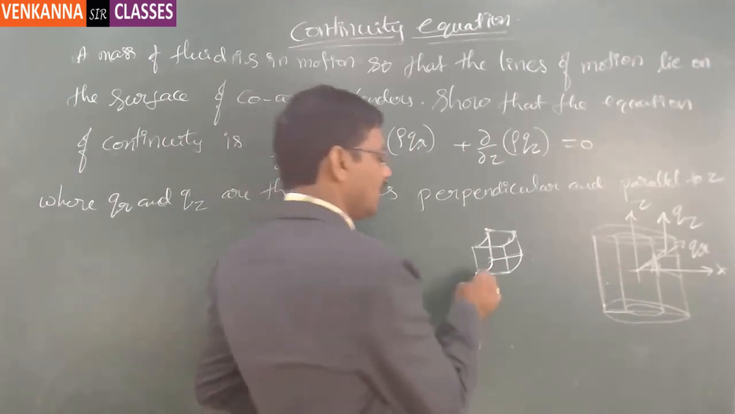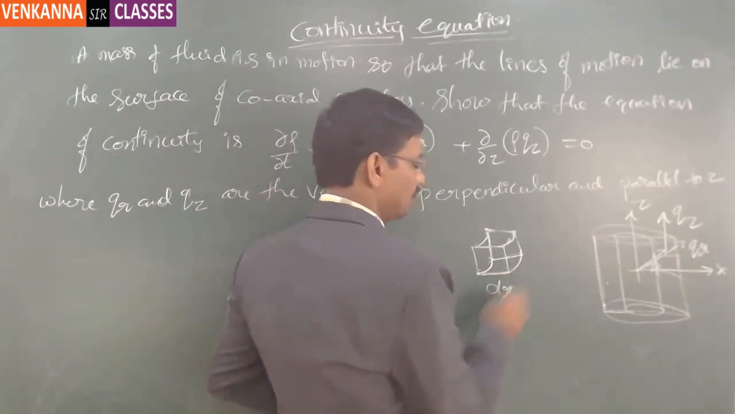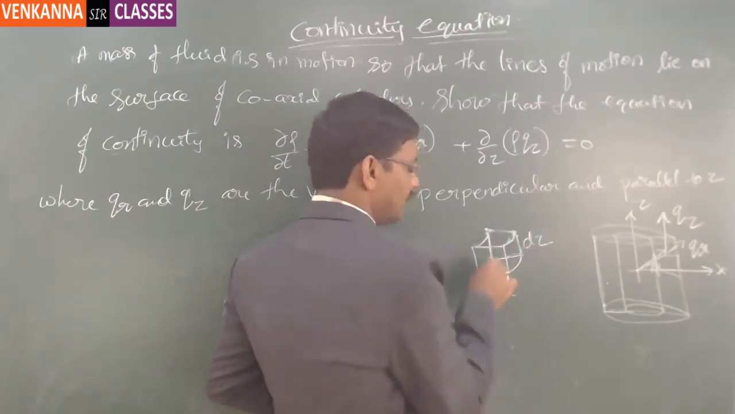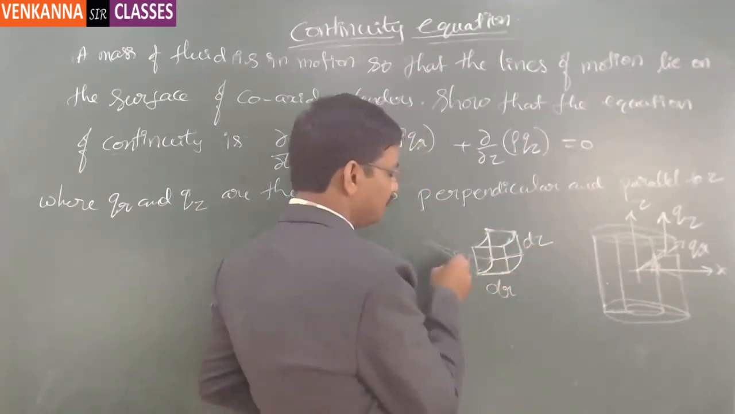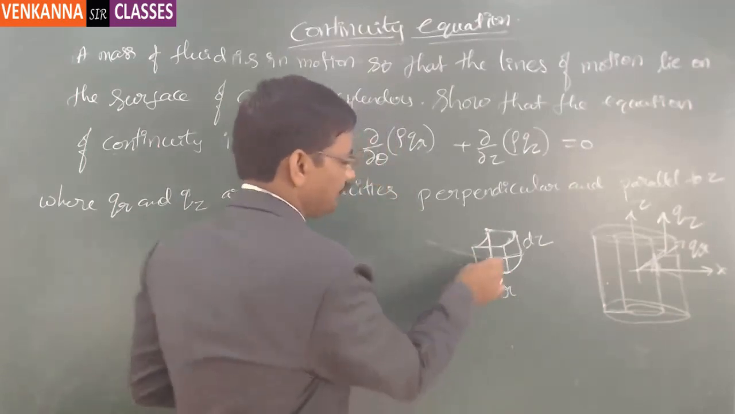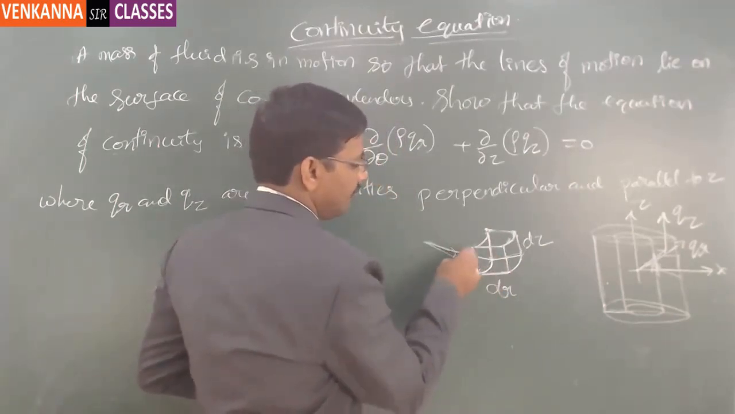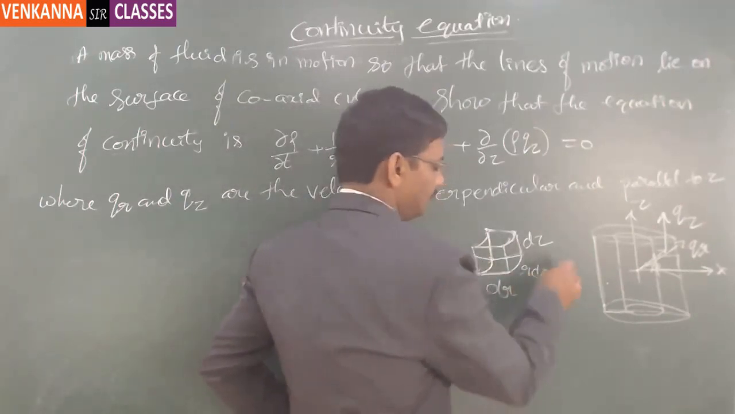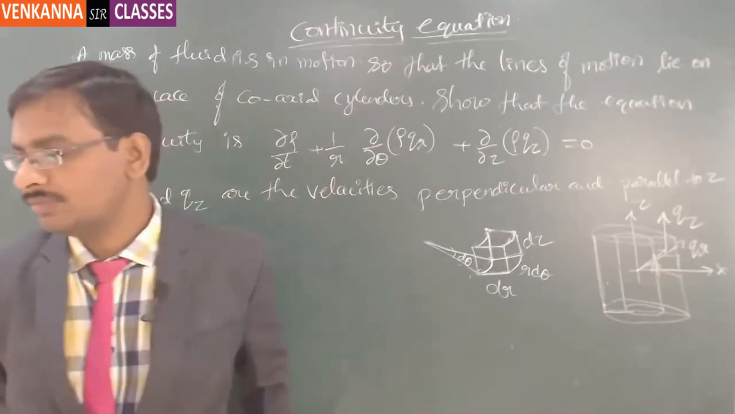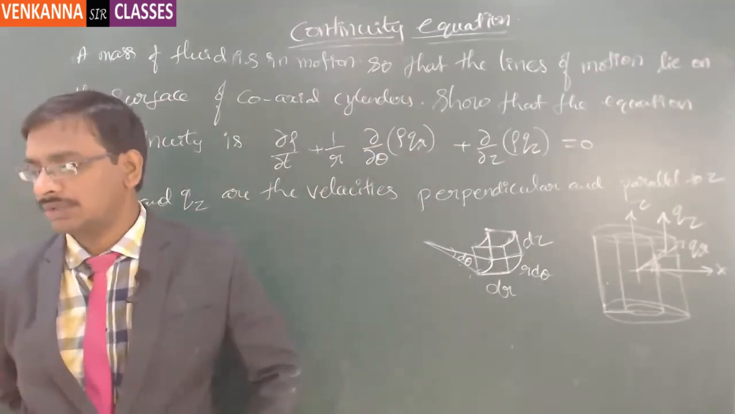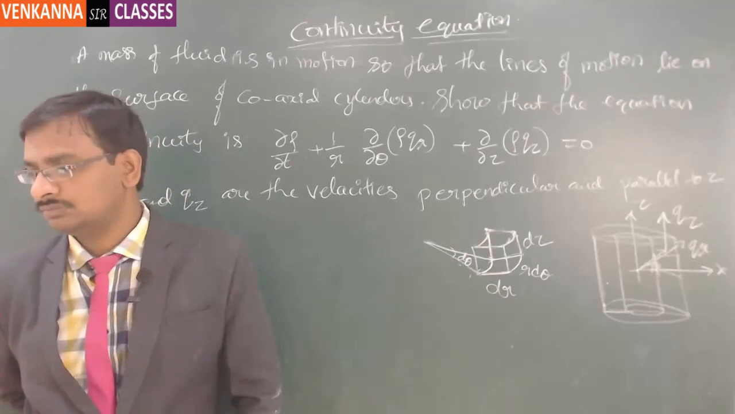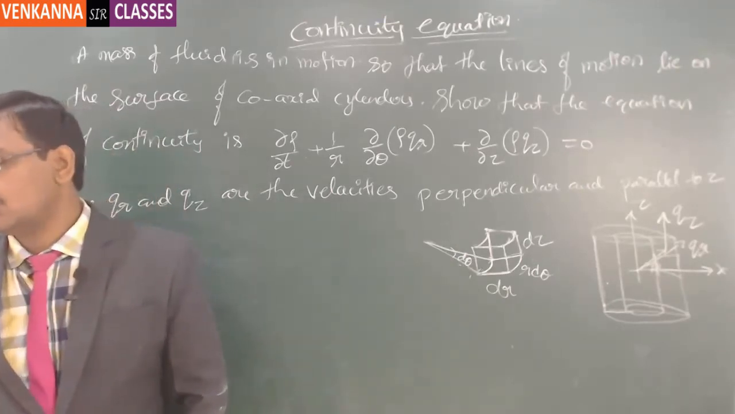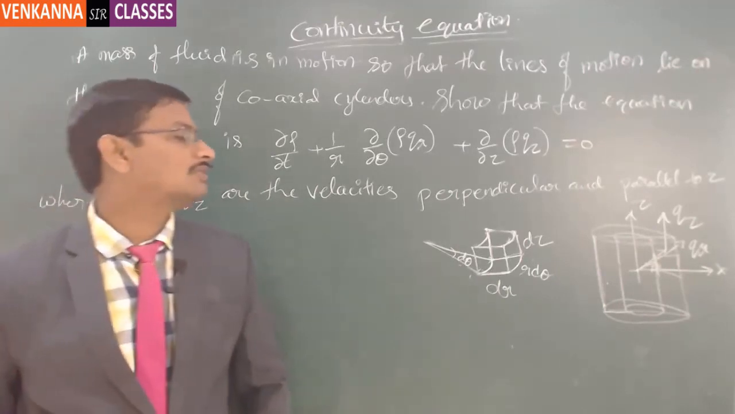So the horizontal length will obviously be dr and the vertical length will be dz. And as this is making an angle of theta, so this is angle d theta. Obviously, this length will be r d theta. So all the three lengths you have got. Understood? Now if you want the elemental volume, it is the product of all the three.